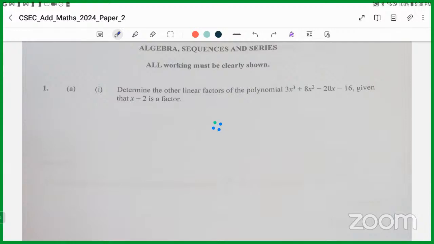So how are we going to find the other factors? How are we going to proceed to find the other factors of this, given that this is a factor? What would you do? Trial and error? You're not solving anything. You already have a factor. How would you find the other factors? Divide it out.